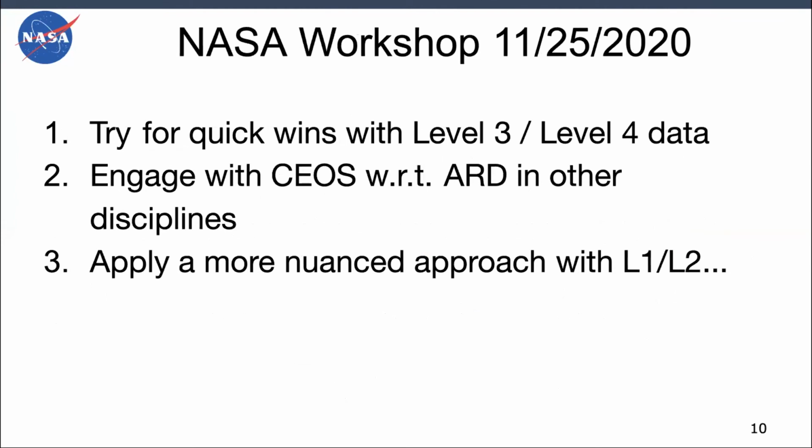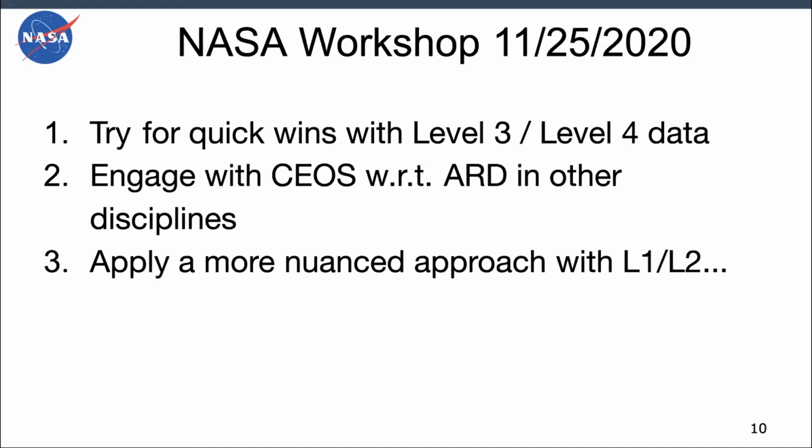We had a workshop back in November, and we looked at a number of different facets of level with respect to analysis ready data and NASA data. One thing we decided to do, I think, is try for some quick wins with the level 3 and level 4 data. Level 4 is actually model data, so it's been gap filled. It's not that level 3 data is useless, it's just that you have to be careful when you use it and what you use it for. And so I think by adding some key metadata and some key information, and especially some caveats, we might be able to get some quick wins with the level 3, level 4 data with respect to ARD.